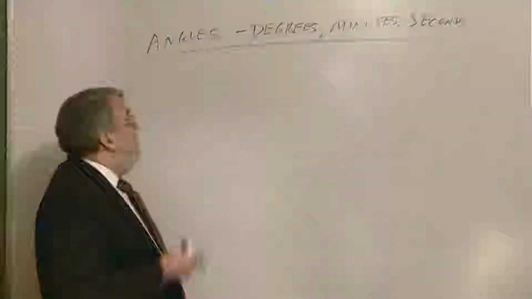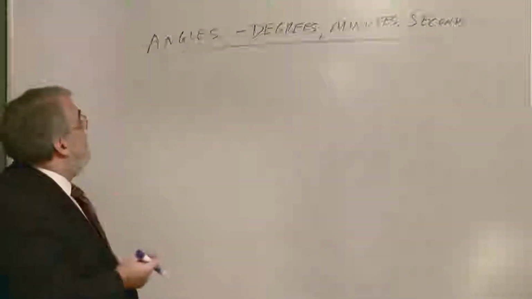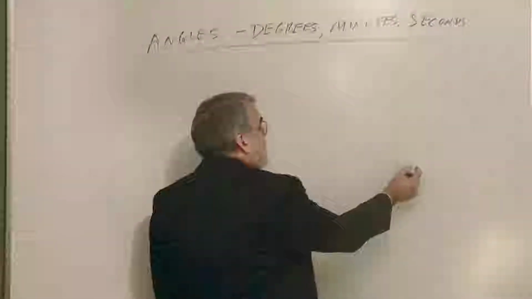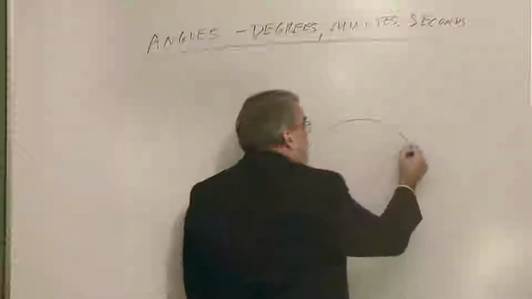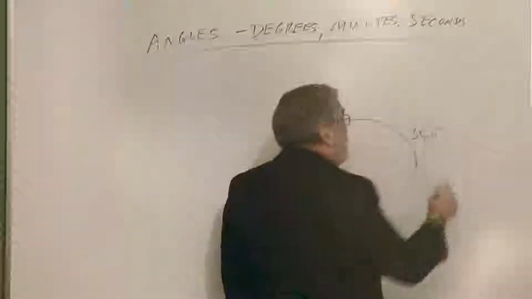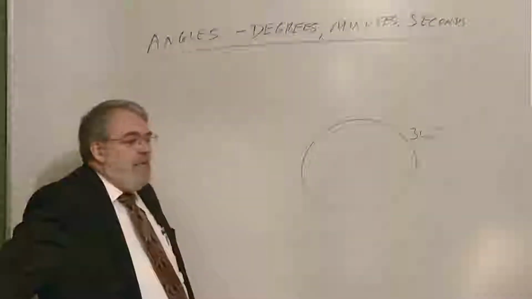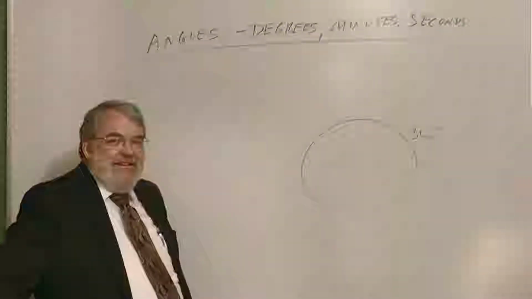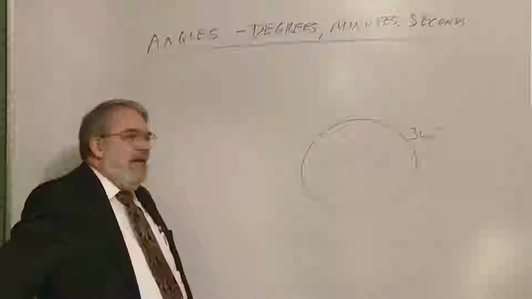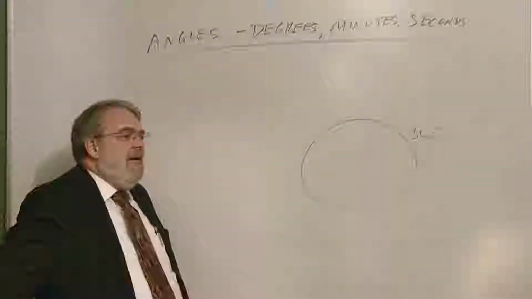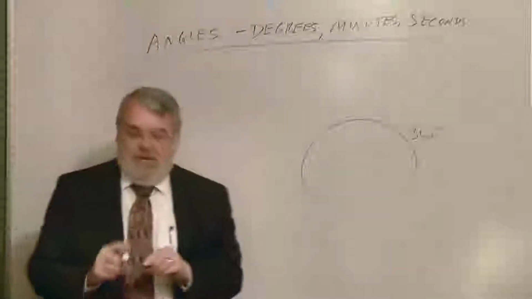So let's go with the familiar one, angles in degrees. Everybody knows that a circle is divided into 360 degrees for a full circle. Where did that come from? Well, you have to blame the Babylonians for this. The ancient Babylonians used a base 60 counting system.